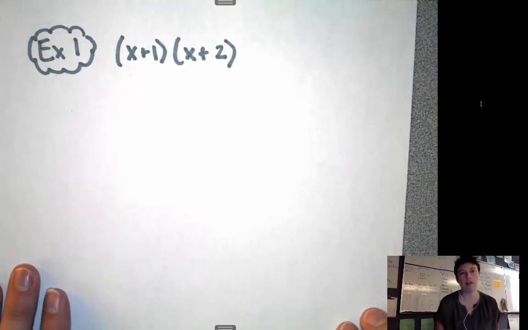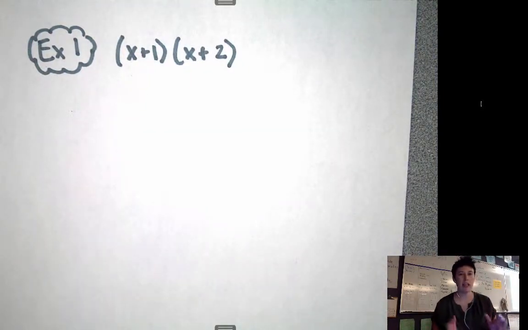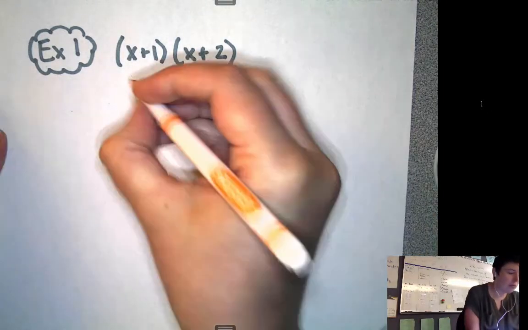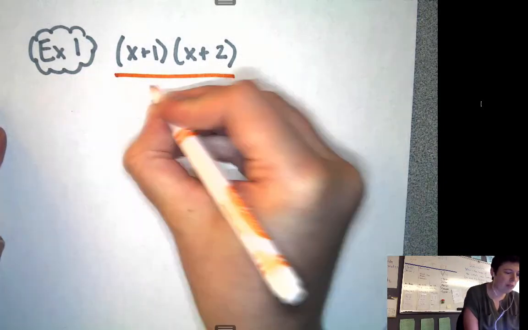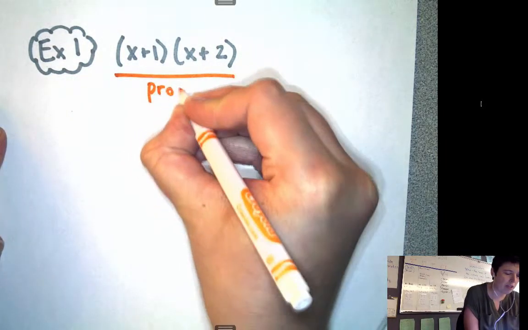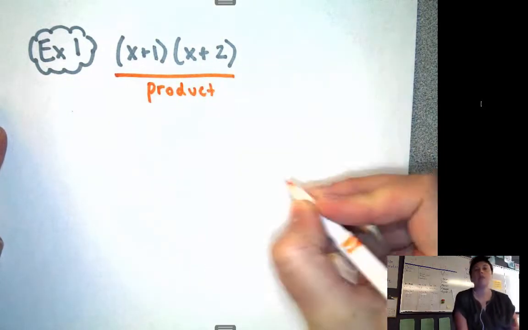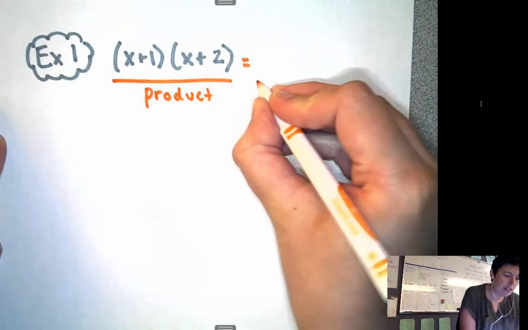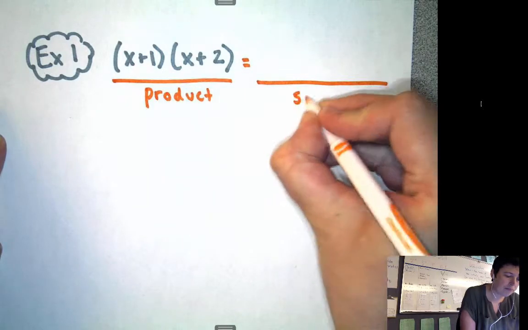Please write it down. Example 1. We are going to multiply x plus 1 times x plus 2. Parenthesis x plus 1 times parenthesis x plus 2. And underneath this, I'm going to label that currently this is what I call a product. I am multiplying two things together. But I want to rewrite this in a different format. I want to rewrite this as a sum.